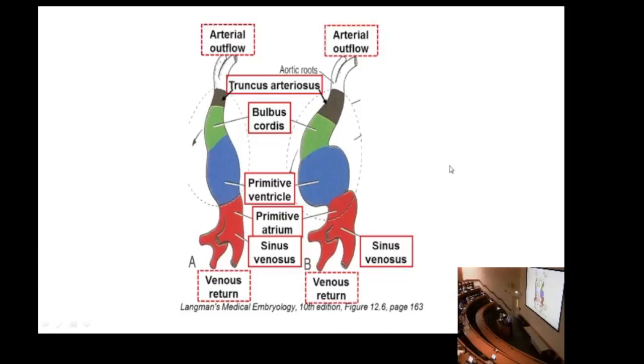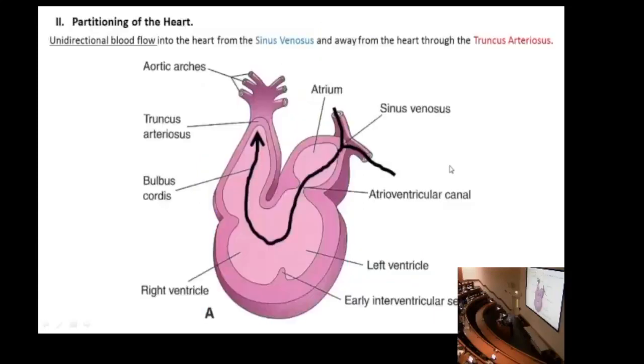Now, this is describing what's called a unidirectional flow of blood. So it's coming in through the sinus venosus, it's going through atria, back out into ventricles, and up into the bulbus cordis, okay? And then out through the aortic arches. What's missing here? There are no lungs here. Why? We don't need lungs at this point. Mom is doing the breathing, okay? So we don't need that.